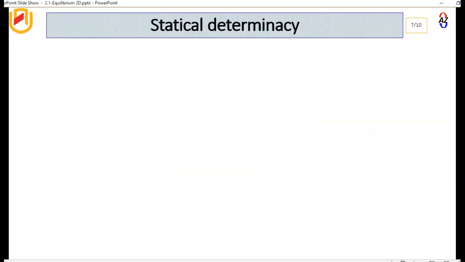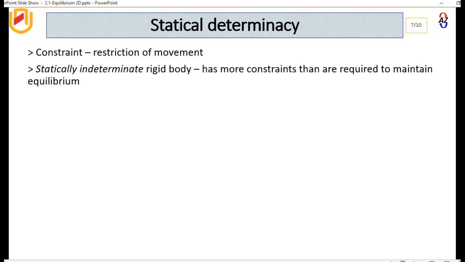Let's look at what is called statical determinacy. A constraint really is a restriction of movement, and what we call statical determinacy is whether we can solve this thing fully by the method of statics. A statically determinate rigid body has just enough constraints. A statically indeterminate rigid body has more constraints than are required for equilibrium.